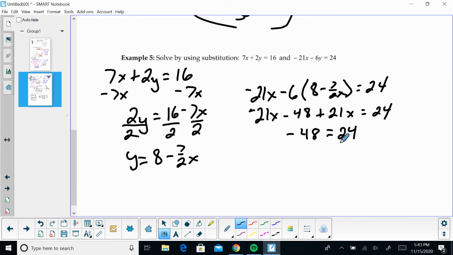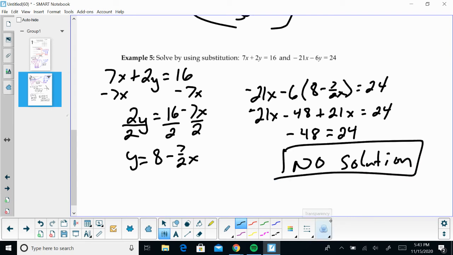Here we are again. I have no variables, but this time I have a statement that is false. So what has always been my answer? No solution. So in this case, I have two lines that never intersect. They're parallel. They have the same slope.